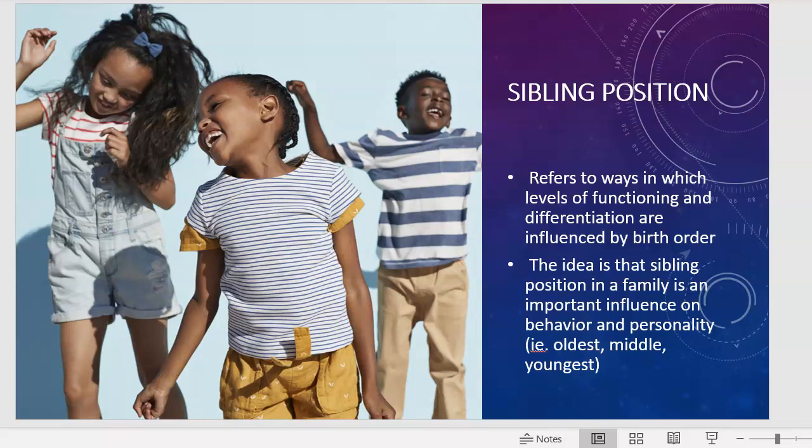Another dynamic between siblings may be that one child is identified as the good child or the smart child. Another one may be labeled as the problem child. So analyzing sibling position and sibling relationships is an important subsystem.